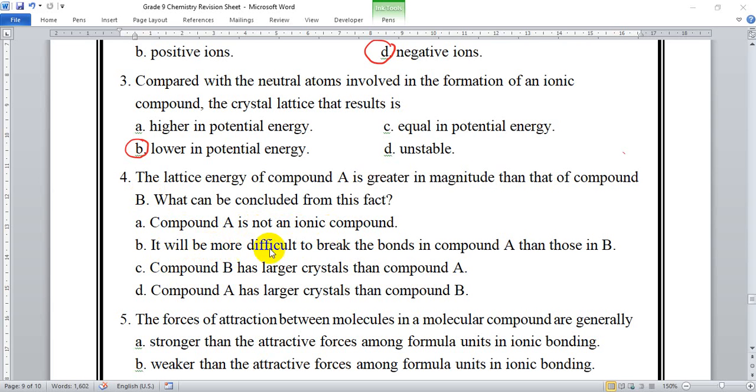It will be more difficult to break the bonds in compound A than the bonds in B. Compound B has larger crystals than compound A, or compound A has larger crystals than compound B. So it's not related to the larger crystal. So the correct answer is choice B: it will be more difficult to break bonds in compound A than those in compound B.